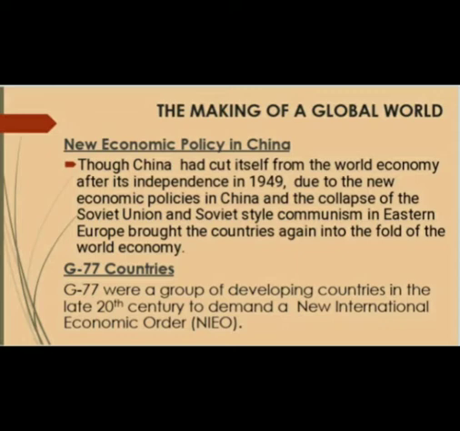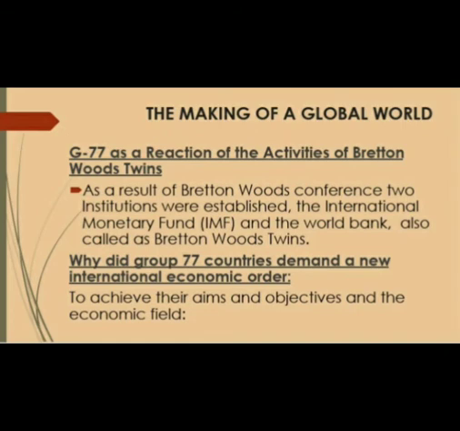Now we will look at the G77 countries. G77 were a group of developing countries in the late 20th century that demanded a new international economic order, NIEO. G77 was a reaction to the activities of the Bretton Woods twins. In order to preserve economic stability and full employment in the industrial world, most of the developed countries held a conference in July 1944 at Bretton Woods in New Hampshire, USA. As a result of this conference, two institutions were established, the International Monetary Fund, IMF, and the World Bank, which are sometimes called Bretton Woods twins.